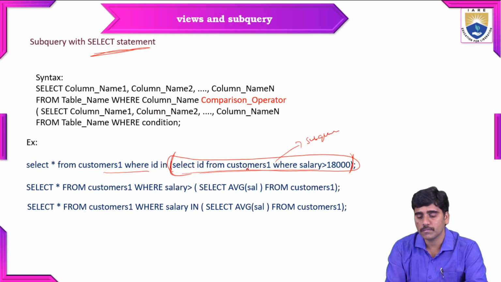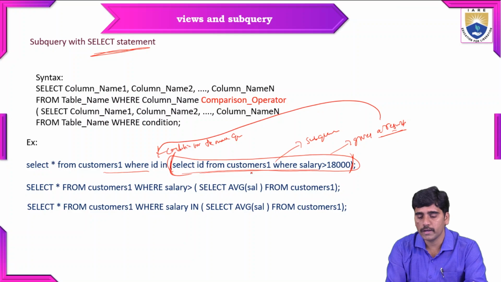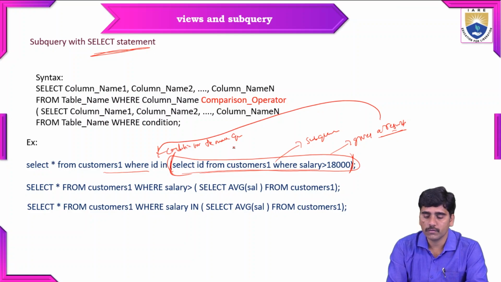So select ID from customers1 where salary greater than 18,000. This subquery gives a result, and this result will be acting as a condition for the main query. Suppose select ID from customers1 where salary greater than 18,000 displays all the IDs. For example, we can take only 1, 2, 3 or 2, 3, 4 as the IDs which are having salary greater than 18,000. So from this we can execute this command also.